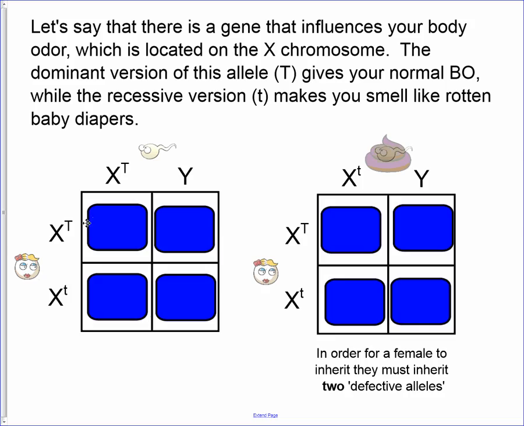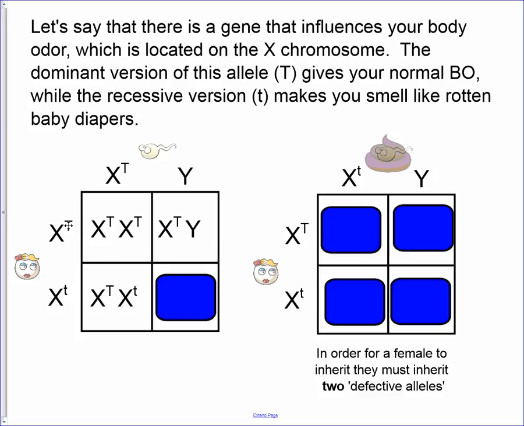In a Punnett square, what that looks like is when you combine them, you put the allele that's in question as a superscript to the chromosome. And if you'll notice, the Y chromosome doesn't have the actual allele. So it's left blank. Same thing over here.